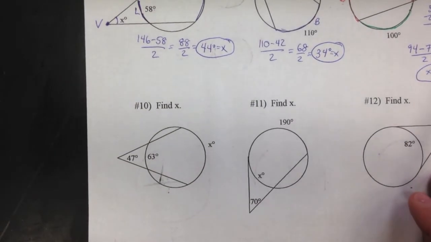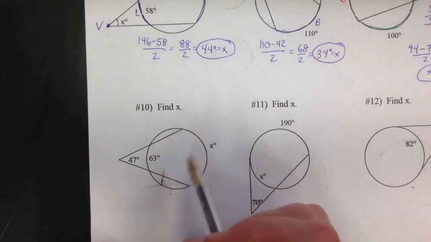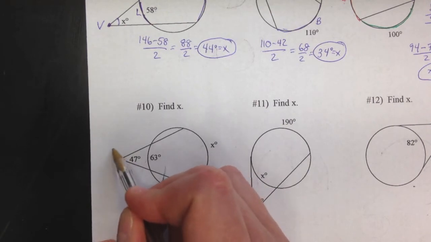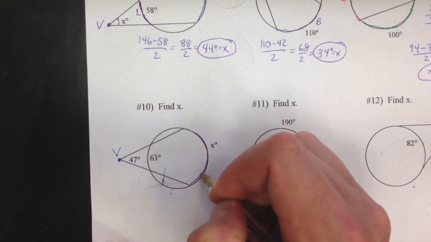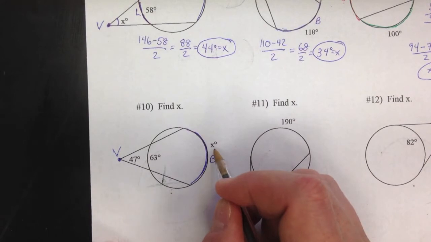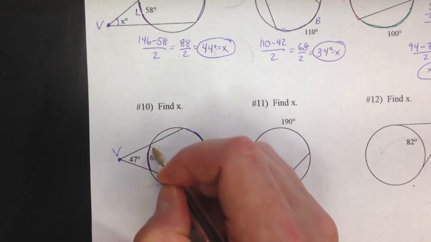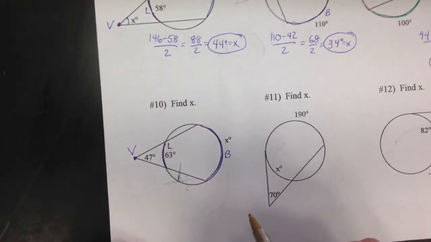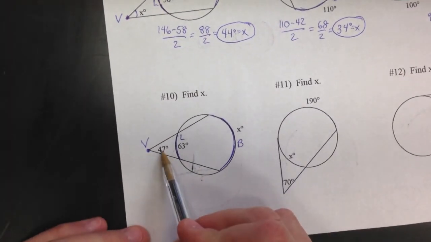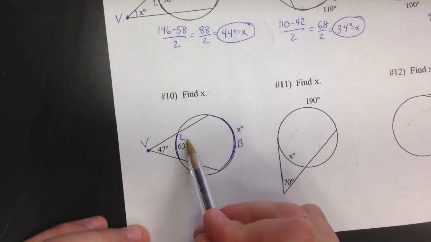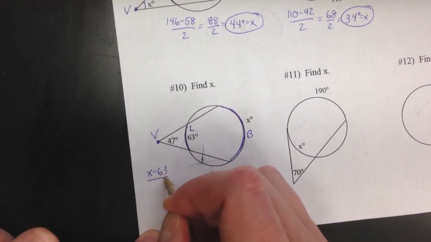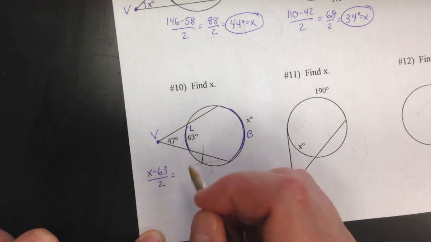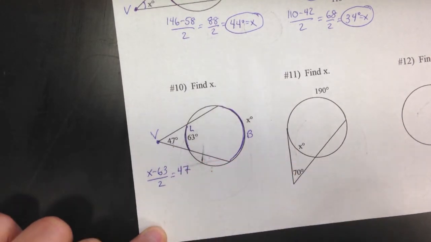Now the last three here, number 10, what you'll notice is that here's an angle. The vertex is outside, but we already know the angle measure this time. It's 47. What we are missing is the big arc. That's your x, and then the little arc is the 63. Well, the process is the same. The outside angle is equal to big minus little over 2. So we're going to make an equation. X minus 63 over 2 gives you the angle measure, which this time we know is 47.